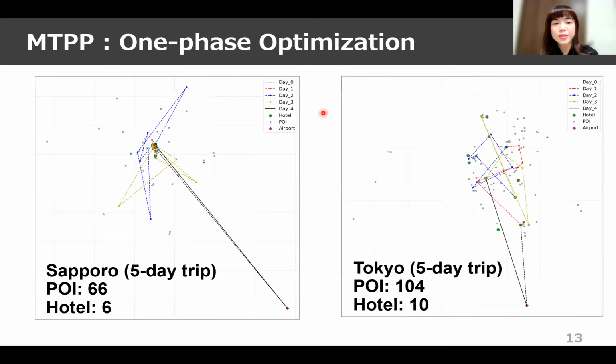And here are 2 examples of how a route actually looks in the real world map. Here is Sapporo and here's Tokyo. From those two maps, you can see that the route in day 3 is kind of messy. But the routes in day 1 and day 2 still look pretty fine to me. So I guess I can still see that the one-phase optimization method works fine for the MTPP. Okay, that's all for the one-phase optimization method.